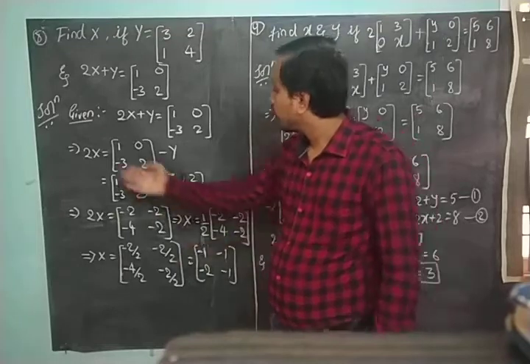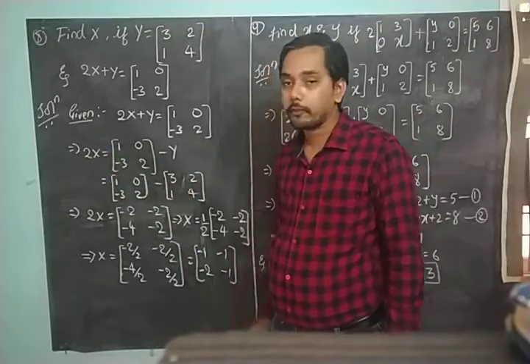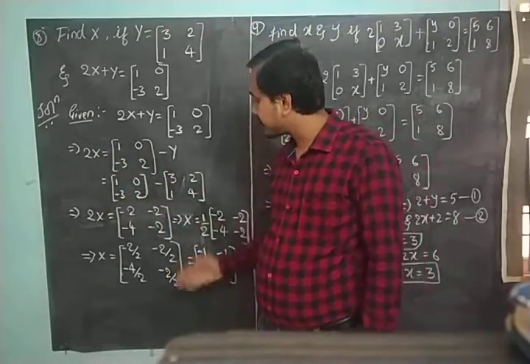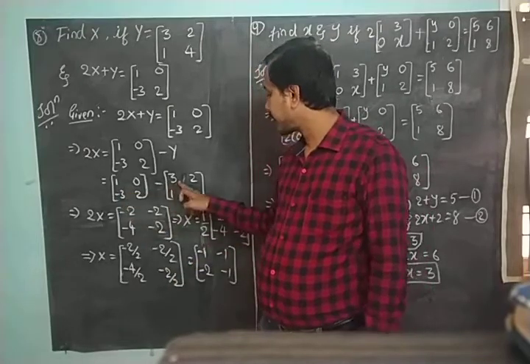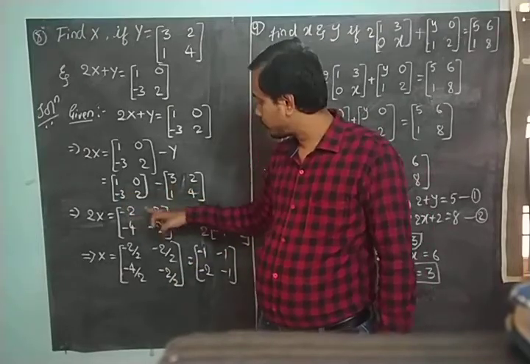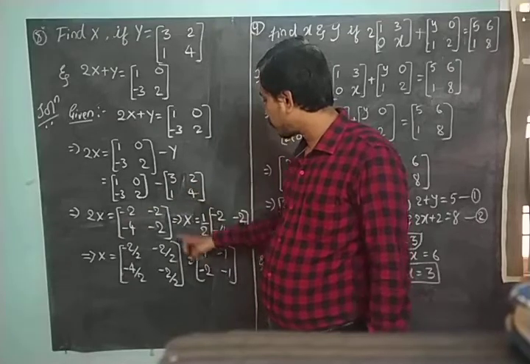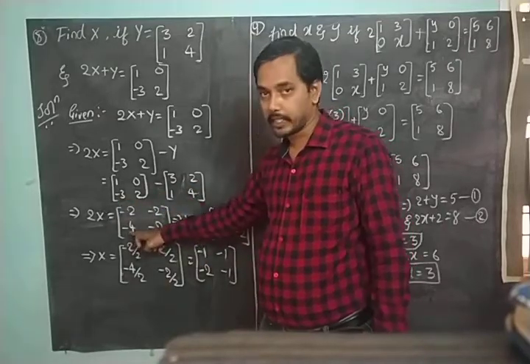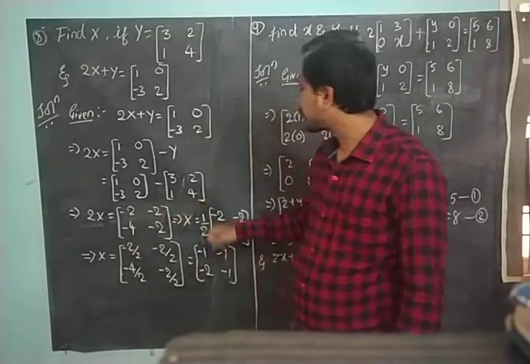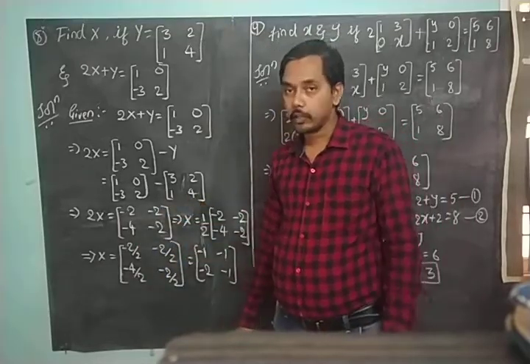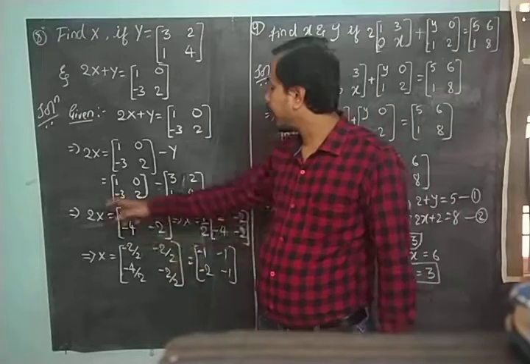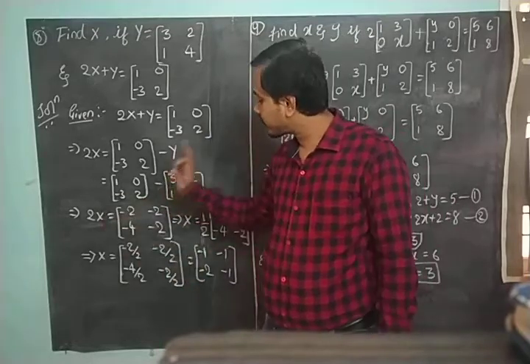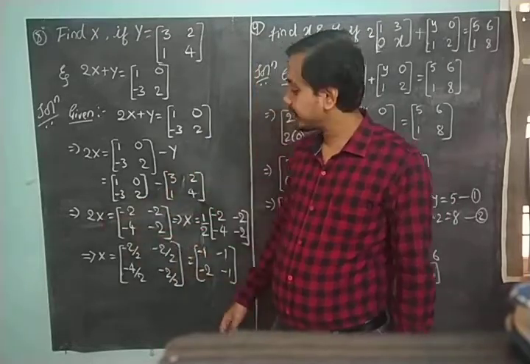Now what is 2x? It is the difference of two matrices. Take the difference. 1 minus 3, what do you get? Minus 2. 0 minus 2, what do you get? Minus 2. Minus 3 minus 1, that is nothing but minus 4. 2 minus 4, that is nothing but minus 2. So the value of 2x is minus 2, minus 2, minus 4 and minus 2.